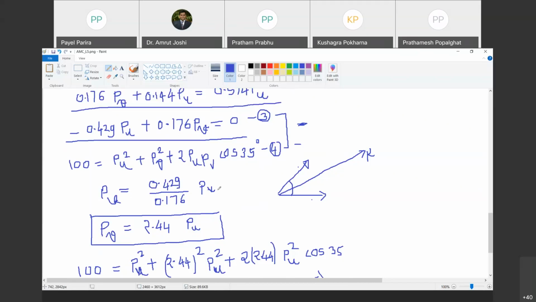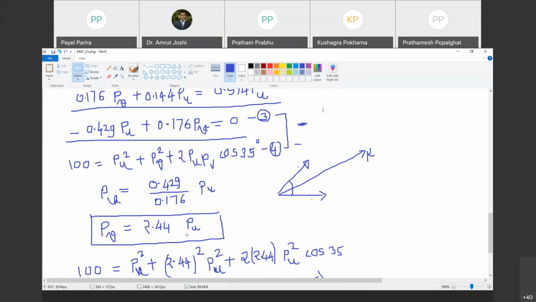Okay, you got this? Yes sir. Let me just simplify this and check if there is any error. 0.429 PU is equal to 0.176 PV. You understood that part, no? Okay. Now look here, so PV is equal to 2.44 times PU.